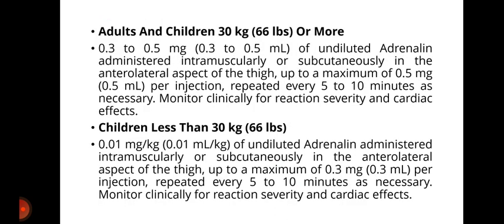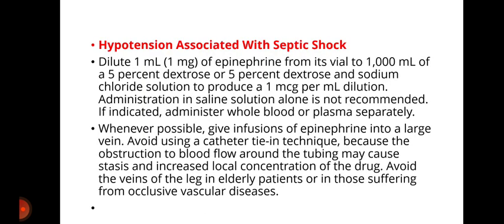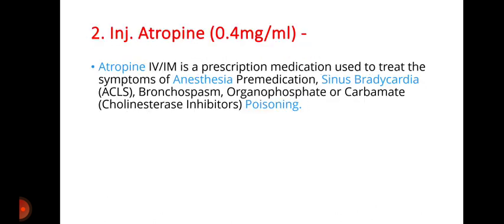Okay. Then the dose should be according to the body weight of the patient. In case of children, if the weight is 30 kg or more, you should give 0.3 to 0.5 mg, and in case of less than 30 kg, 0.01 mg per kg. So as per the weight, you can calculate the dose. Then hypotension associated with septic shock, I am not going to describe in detail.